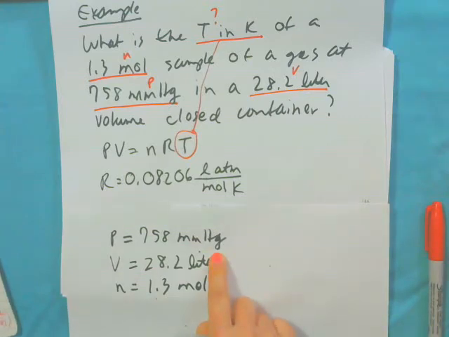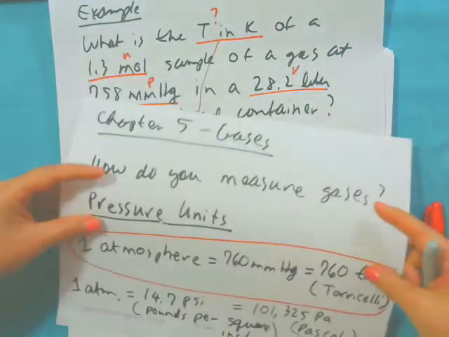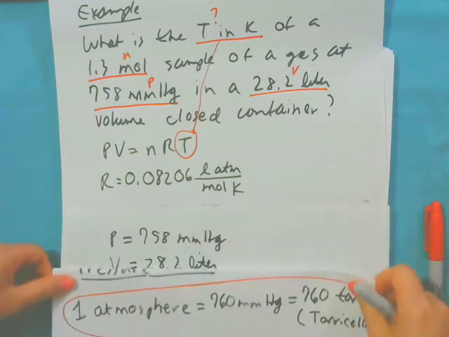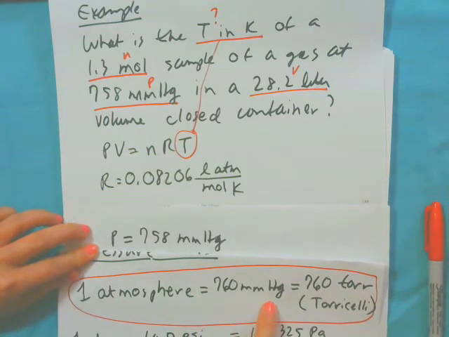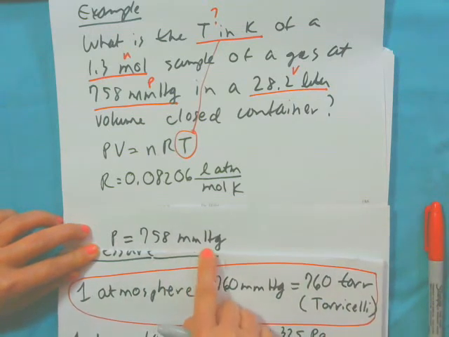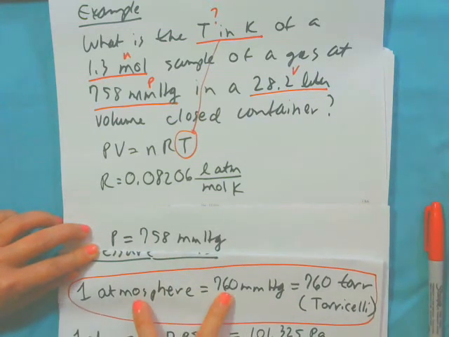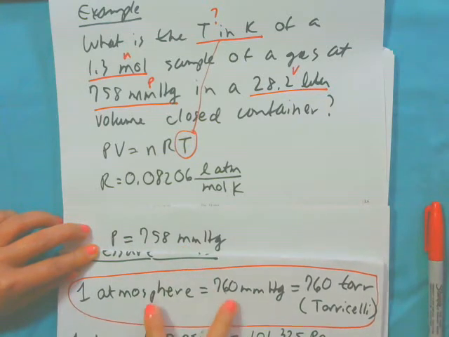Now, how are we going to go from millimeters to atmospheres? Well, we'll go back to the very beginning of our talk when we had pressure units. So we have this equation for pressure units. You've got 1 atmosphere is equal to 760 millimeters of mercury is equal to 760 torr, and you've got 758 millimeters of mercury. So we're actually going to use this to convert from millimeters of mercury to atmospheres.